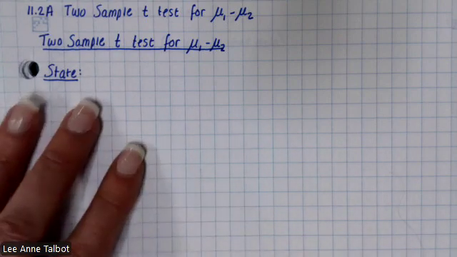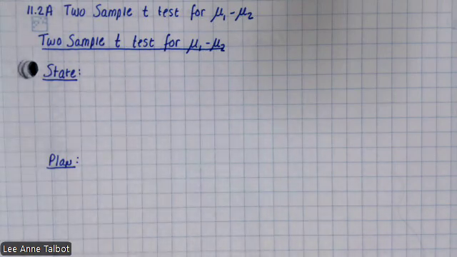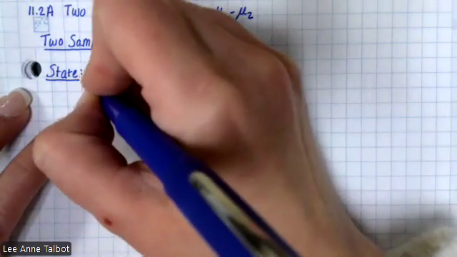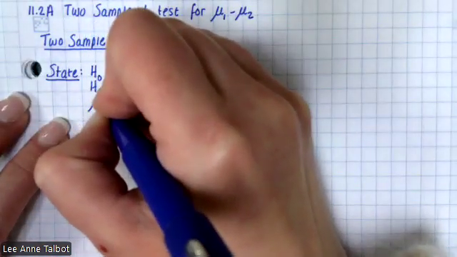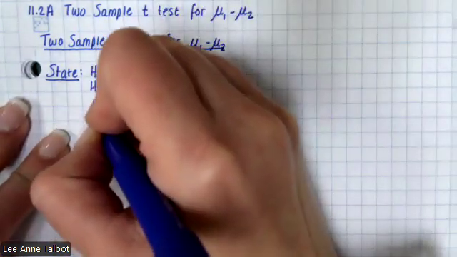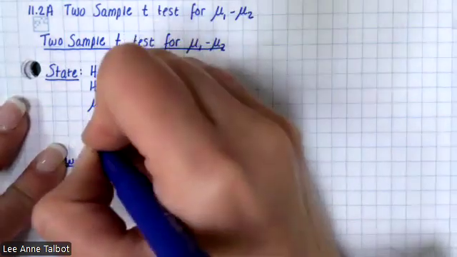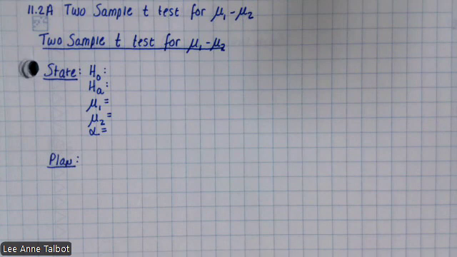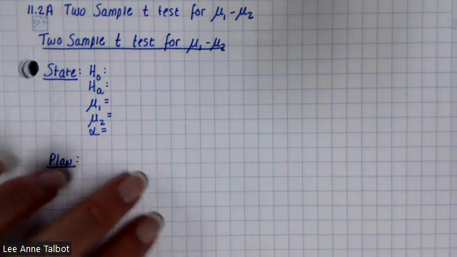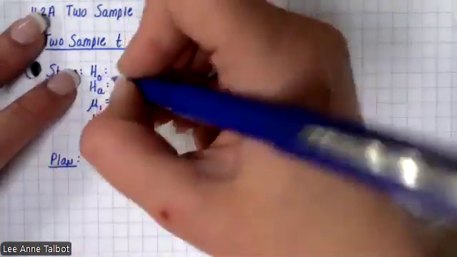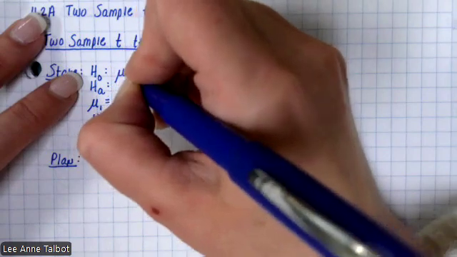Anyway, okay, so for the state, we have a null hypothesis. We have an alternative hypothesis. We have one mean, and we have another mean, and we have alpha. So the two sample ones, I know they're annoying because there's double the samples, I guess. But anyway, the good news is the null hypothesis is always the same.